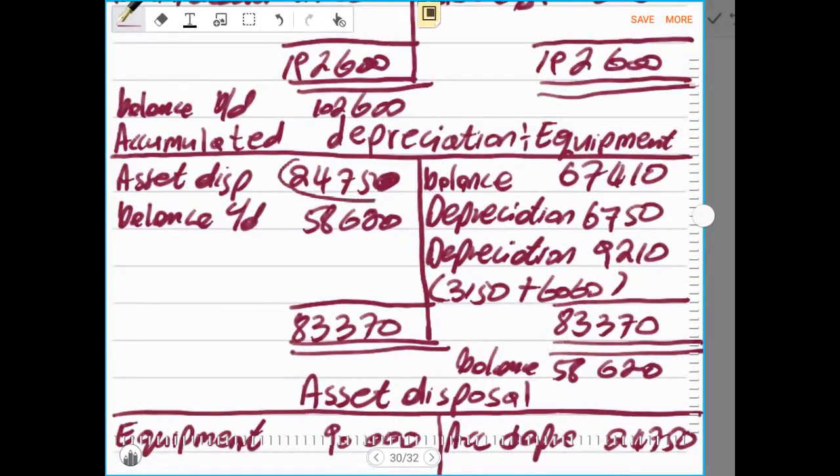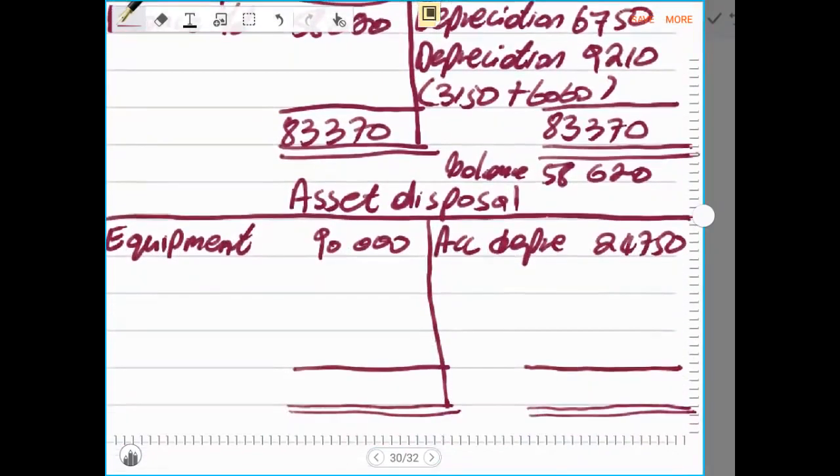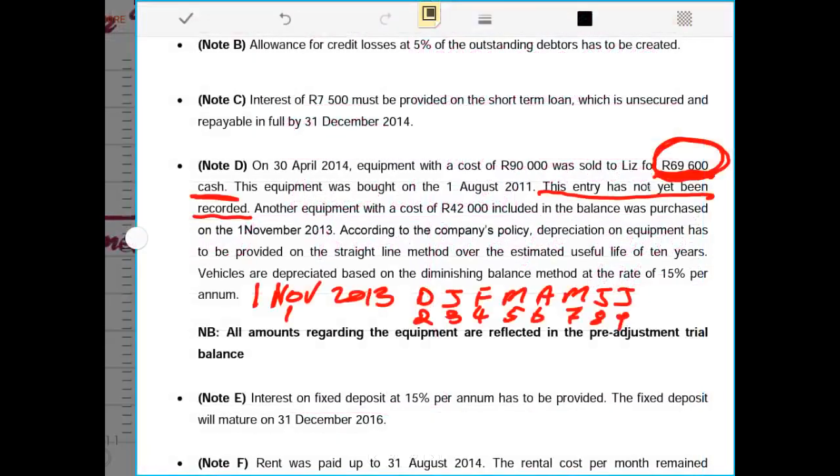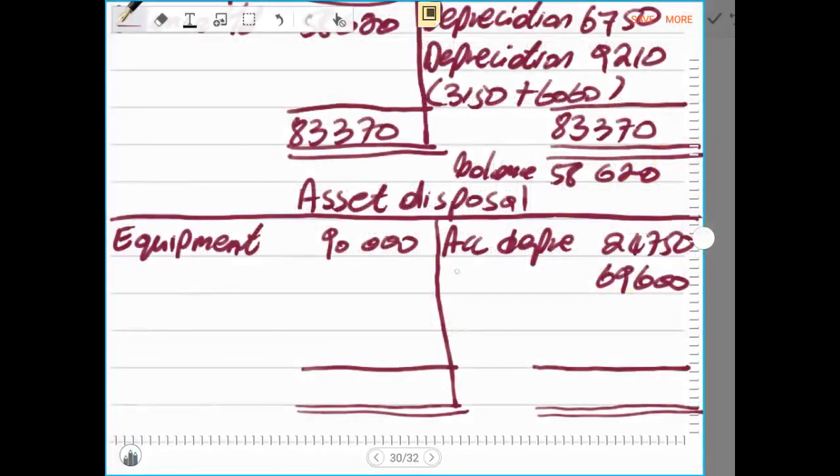There we have 24,750. Then after we record the price at which this asset was sold, and the price at which this asset was sold is 69,600. There you can see that it was sold for 69,600, which is the price or the value. The contra entry will be bank because it was sold for cash. Remember, let me just link you back.